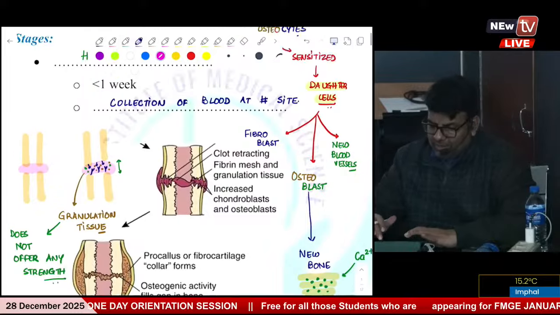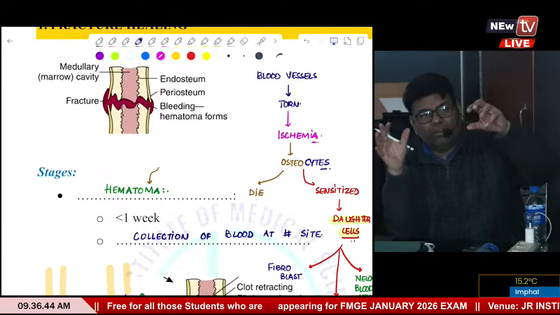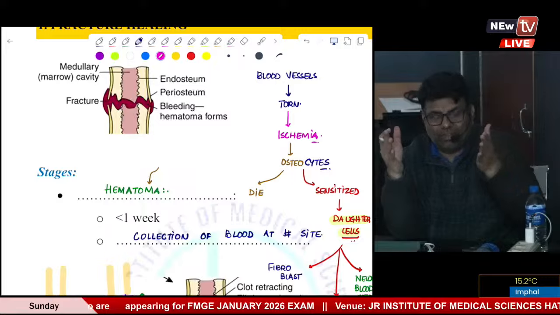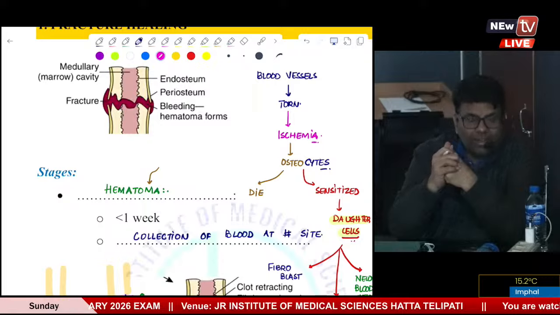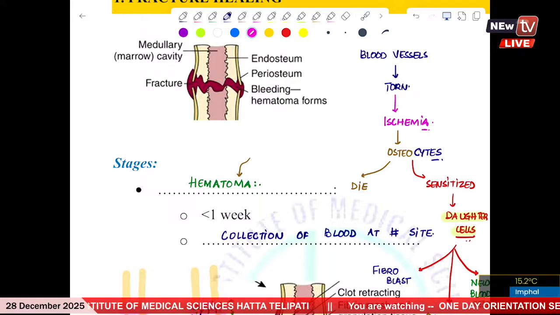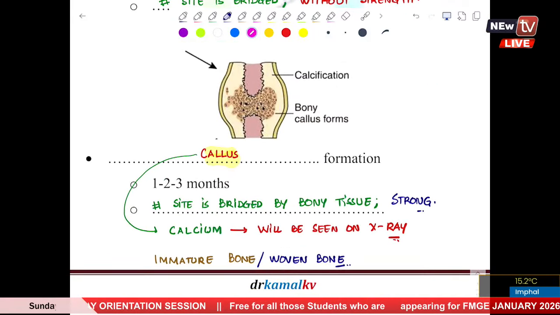So initially what is happening? There is collection of blood, that is known as hematoma. In that blood, there will be formation of fibroblast, osteoblast or blood vessels, and it will form a bridge between the two fracture ends, that is known as granulation tissue. Now granulation tissue is not strong enough to hold the two bony fragments together. So finally there will be deposition of calcium, and the granulation tissue will convert into bony tissue, and that bony tissue is known as callus, and callus now will bridge the fracture site.